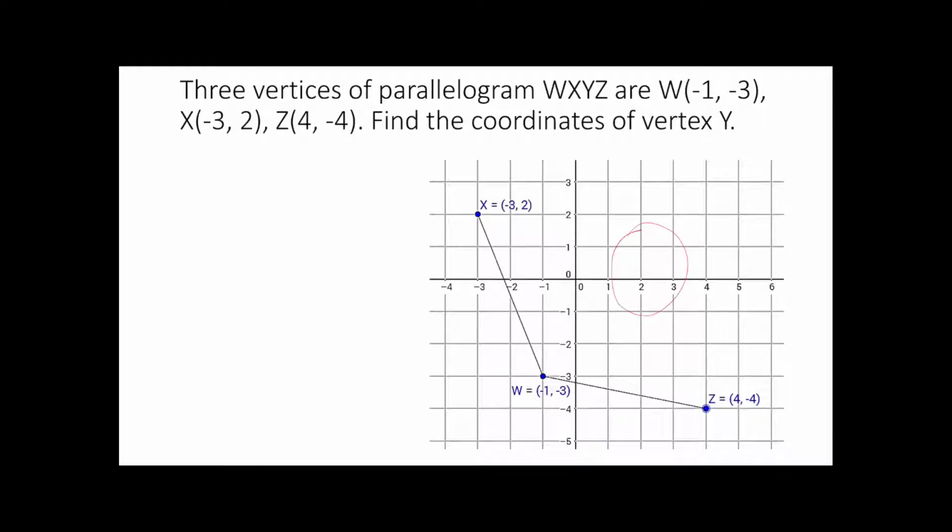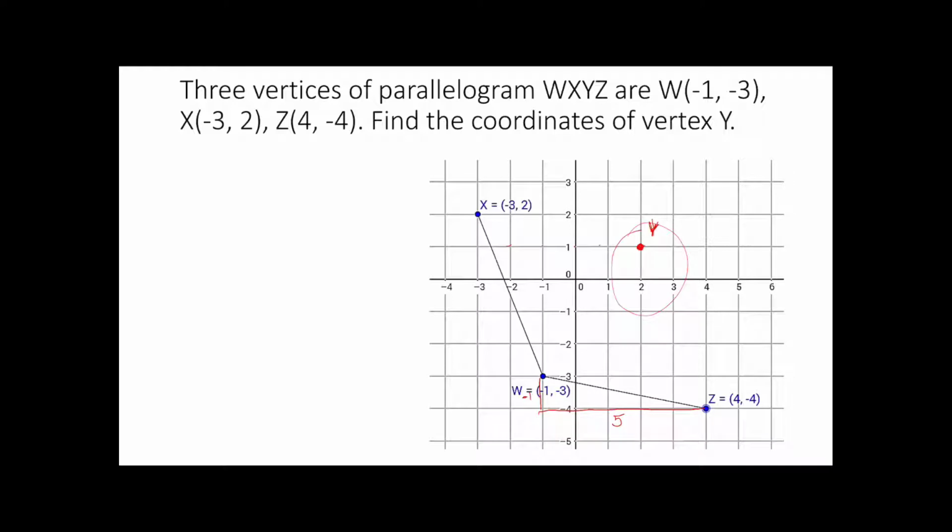So we can check out the slope of segment WZ. WZ is falling 1 and going to the right 5. So from X, if we fall 1 and go to the right 5, we believe that our point could be right here, point Y.